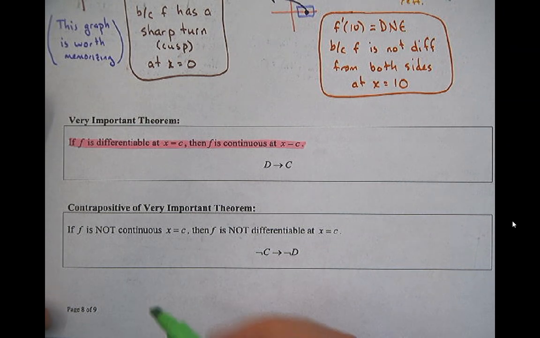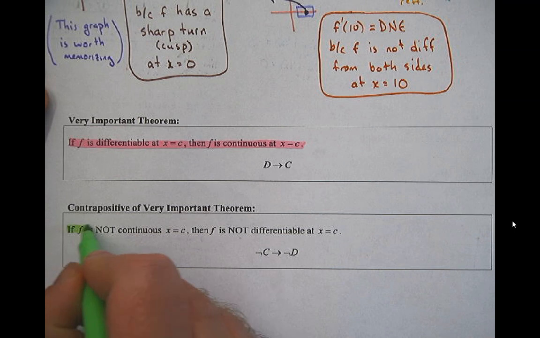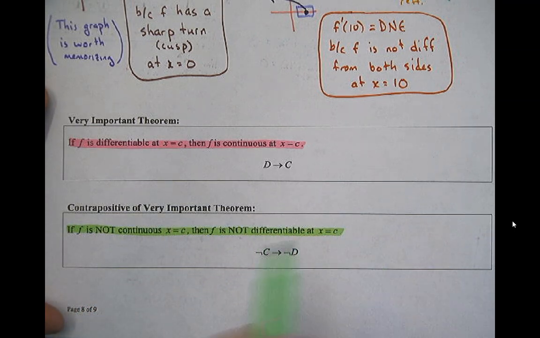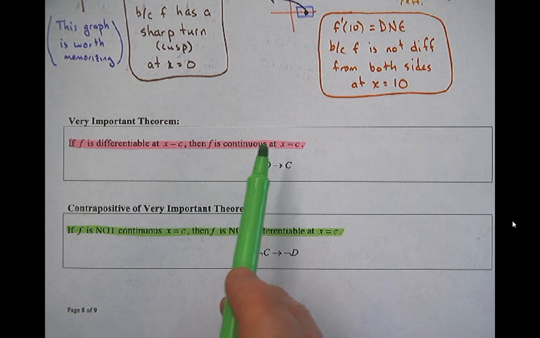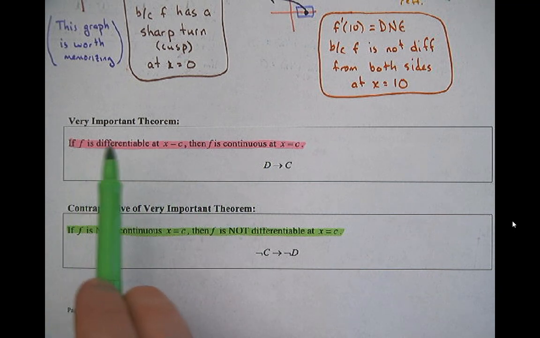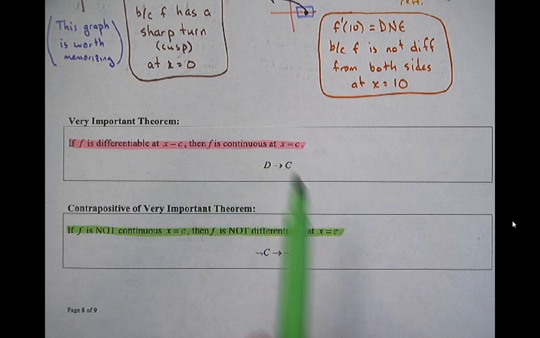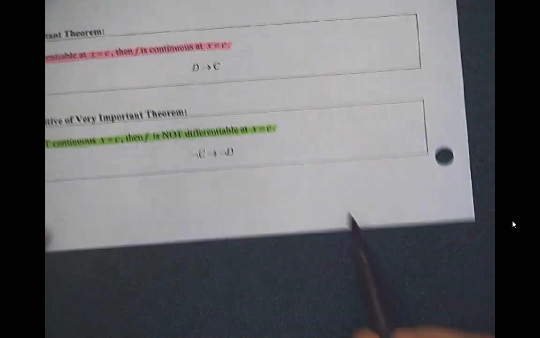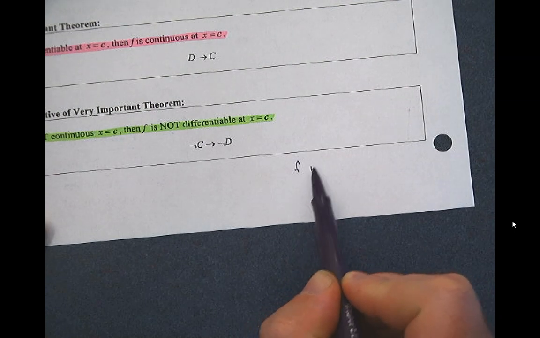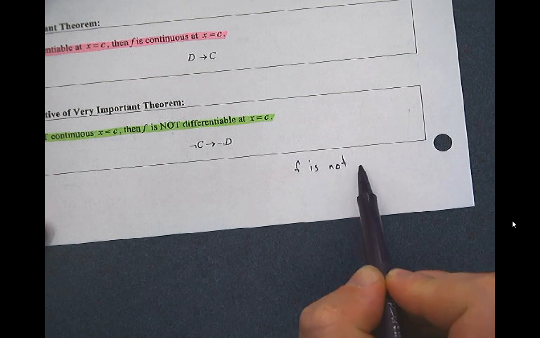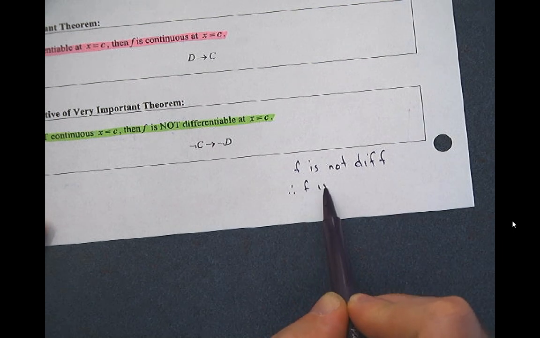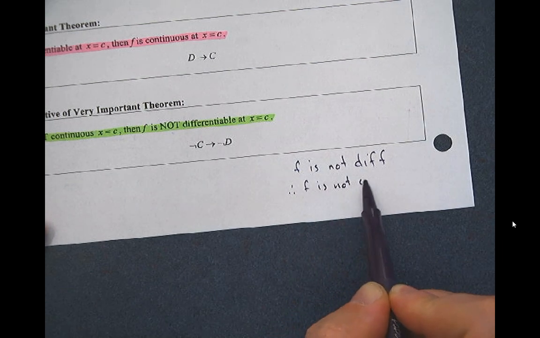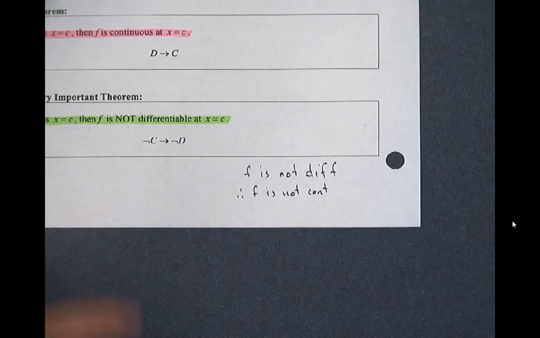And then remember from your geometry days, contrapositive. So what if f is not differentiable? Then f is, no. If f is not differentiable, then f is not continuous. I can show you a counterexample really quick. So here's a counterexample. F is not differentiable. Therefore, f is not continuous. That's false. That's not true.